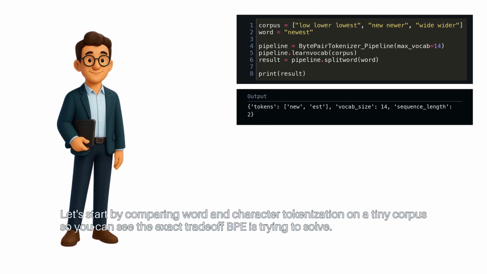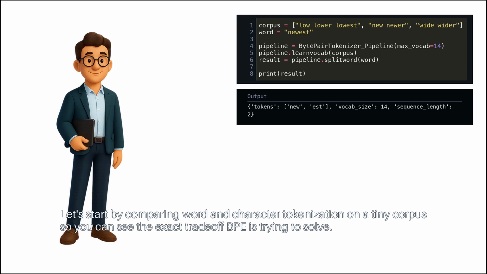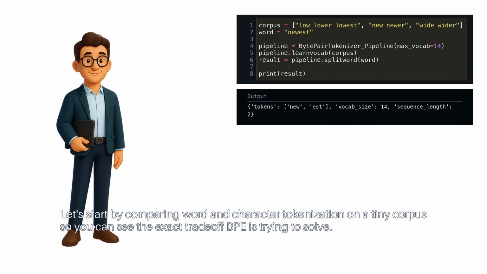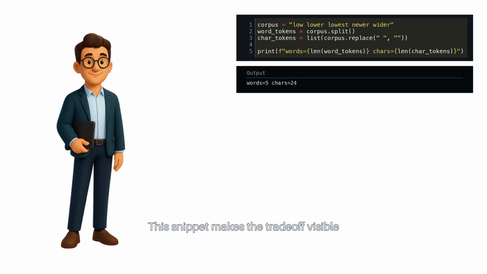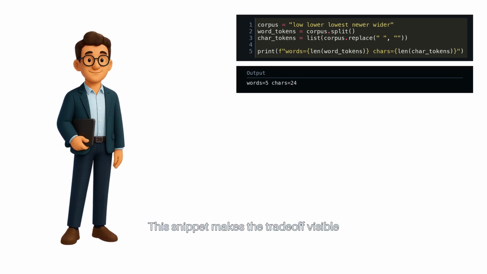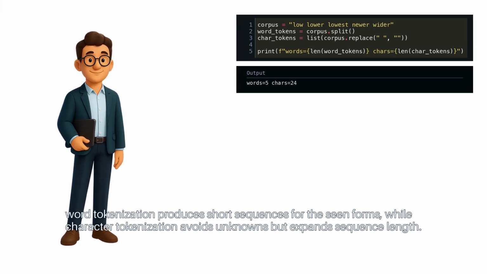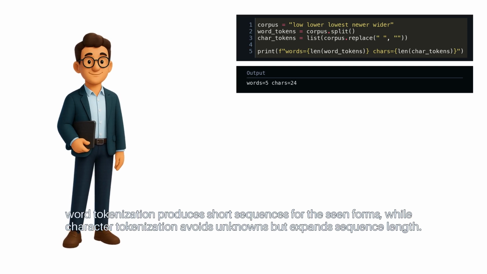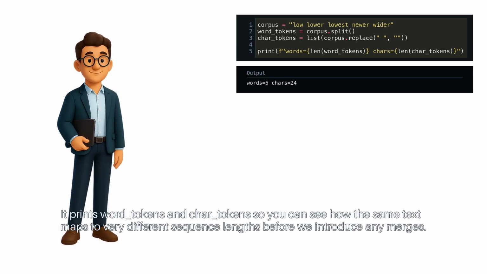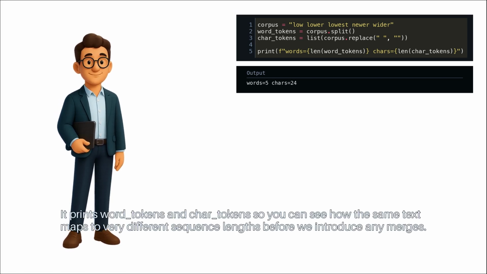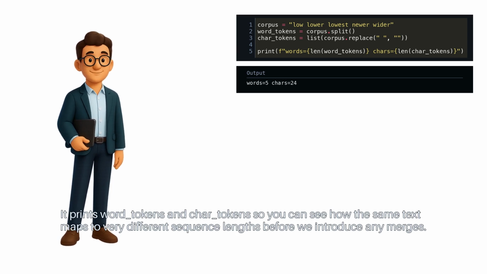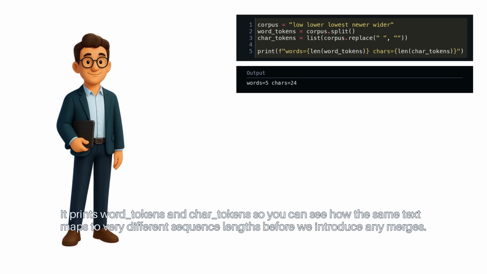Let's start by comparing word and character tokenization on a tiny corpus so you can see the exact trade-off BPE is trying to solve. This snippet makes the trade-off visible. Word tokenization produces short sequences for the seen forms, while character tokenization avoids unknowns but expands sequence length. It prints word tokens and char tokens so you can see how the same text maps to very different sequence lengths before we introduce any merges.